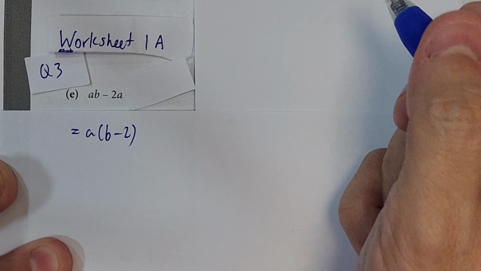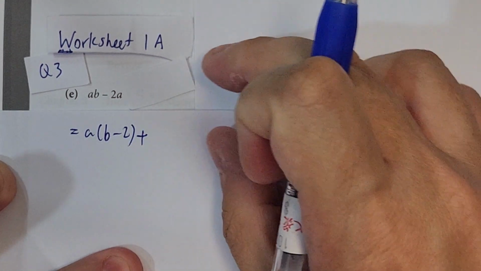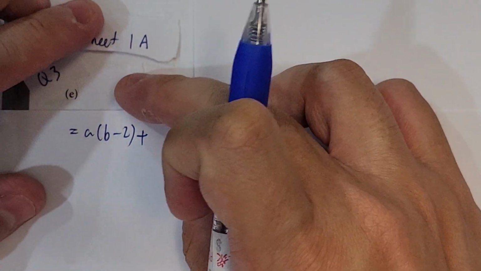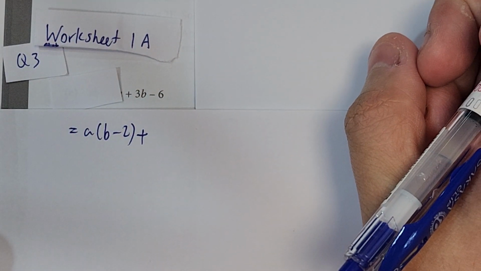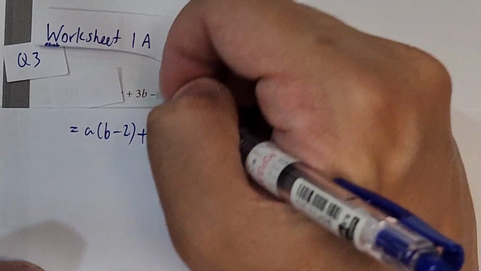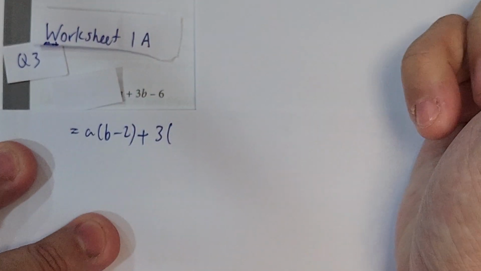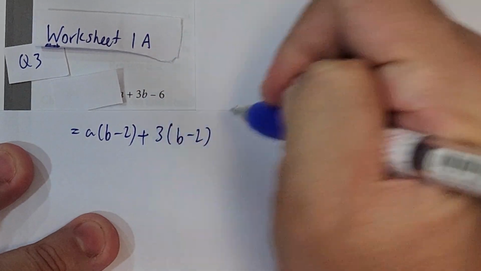Then what do I do? Always a plus first, so plus, always plus. Plus the next 2 terms, right? The next 2 terms are 3B minus 6. The common factor is 3, so I have a 3, and then B minus 2.